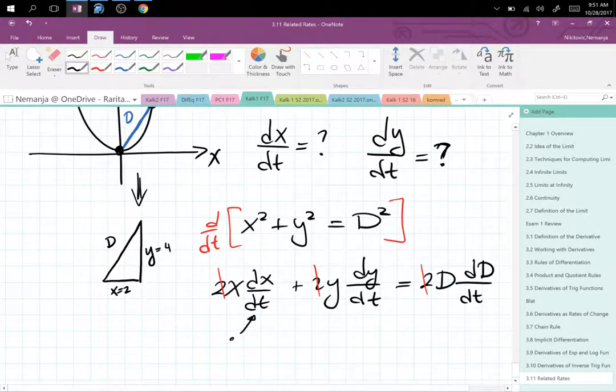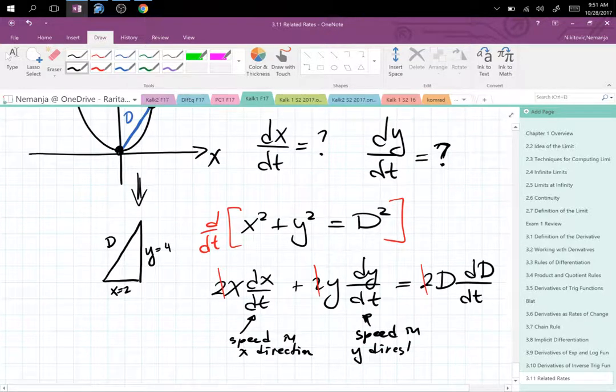So this is the speed in x direction, speed in y direction, and dd dt is the speed at which everything changes with respect to the origin. We know that number was 1, that was given to us. All right, great.